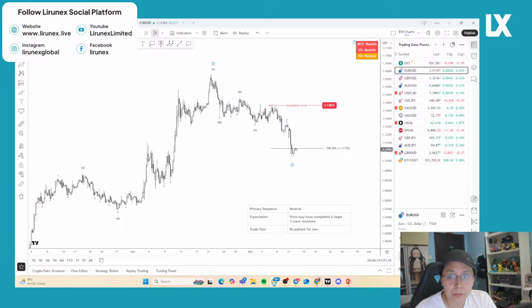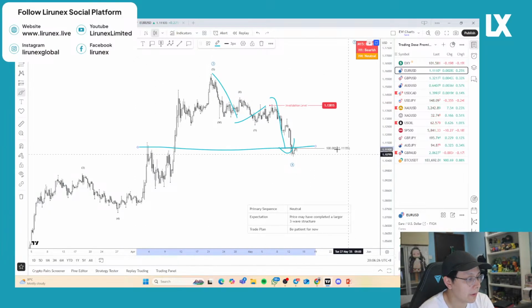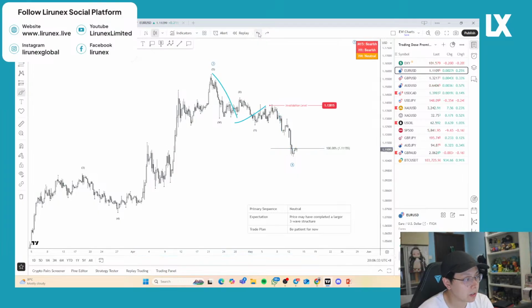So this one, we're just going to be patient as well, right? Because what we're seeing here is we have this three-wave completion as well. The market is currently reacting from the FIB, from a three-wave, as well as the previous structure here. So we want to see how it's going to turn out, all right?